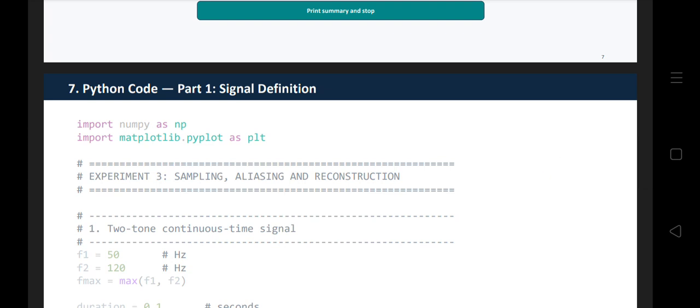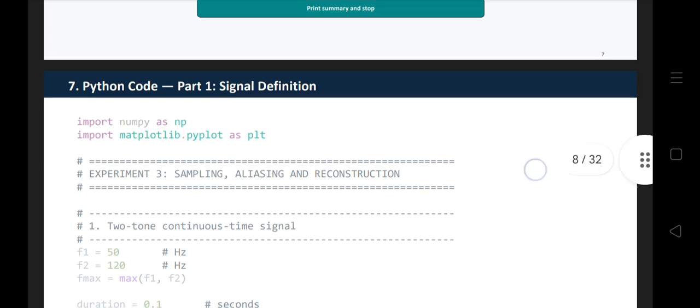This one is the code part. Here I define the two signals of frequency 50 Hz and 120 Hz, and the duration of time is 0.1 second. I use a plotting resolution of 10 kHz. Again, this is only the numerical resolution for representing the continuous time waveform and is not the actual sampling rate.